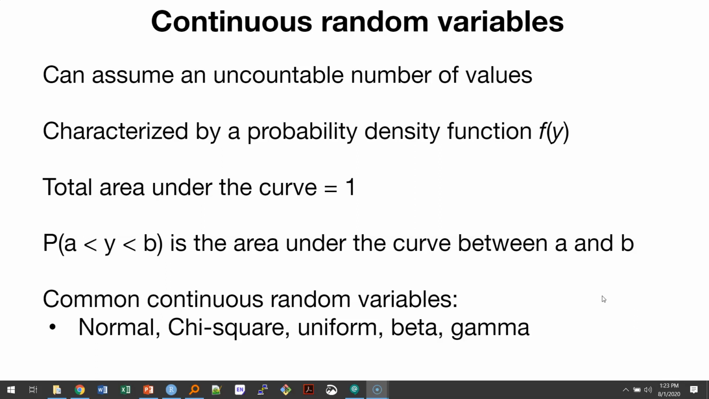And we can think about, because we're dealing with probabilities, if we draw a curve of the distribution, the total area under the curve must be 1, and your probability that y is between some value a and b is the area under the curve between a and b. And so we'll talk about the normal distribution a lot because that comes up so often in statistics. But other examples include the chi-square, the uniform, the beta, and the gamma distribution. All of these are examples of continuous random variables.